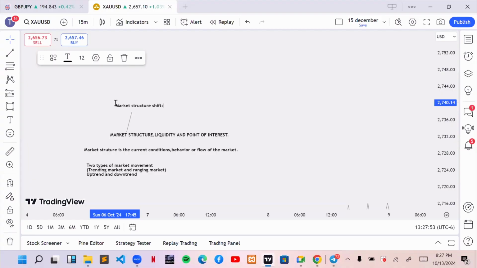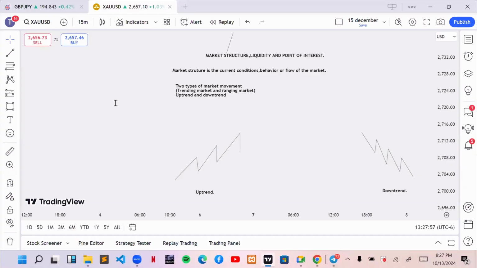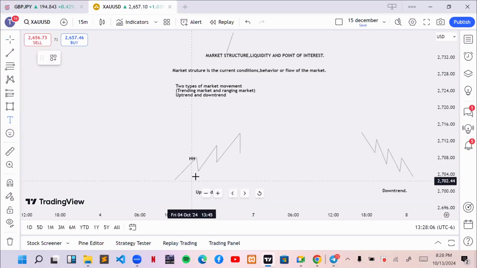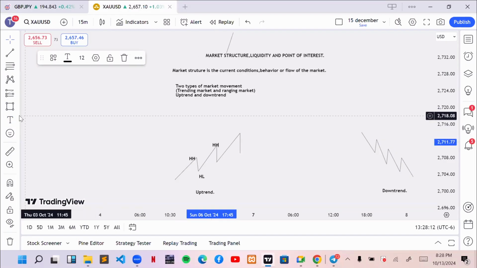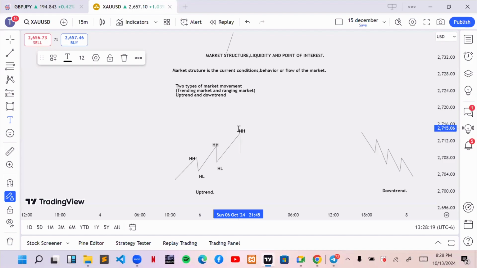What do I mean by that? When the market is in an uptrend, the behavior of an uptrend is a series of higher highs and higher lows. Here you can see this is the higher high. I will signify that with HH, higher high. And this is the higher low, also with HL. This is the higher high. This is the higher low. This is the higher high. This is the higher low.